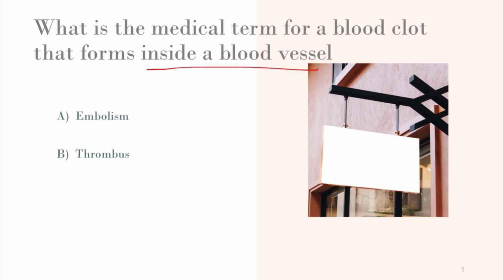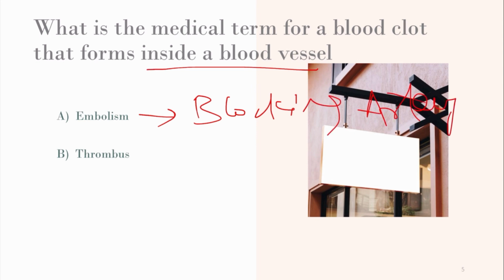What is the first option here? Embolism. Second, thrombus. Okay, so let's understand the options first before we have the answer. Embolism is nothing but a sudden blocking of an artery by a foreign body, for example a blood clot. The next option here is thrombus.